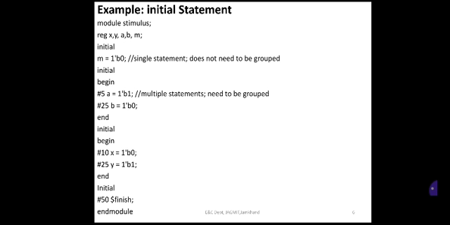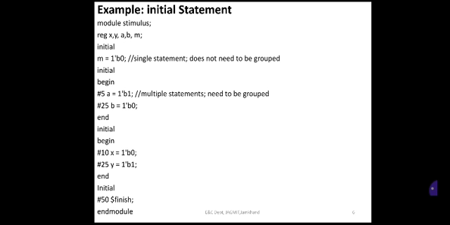Here the module stimulus has register variables: reg x, y, a, b, m. See here, initial is a keyword. Whatever is written within it is called the initial block. So m is equal to 1'b0 is the initial block here. This initial block consists of a single statement, so it does not need any grouping. This is the end of the first initial block.